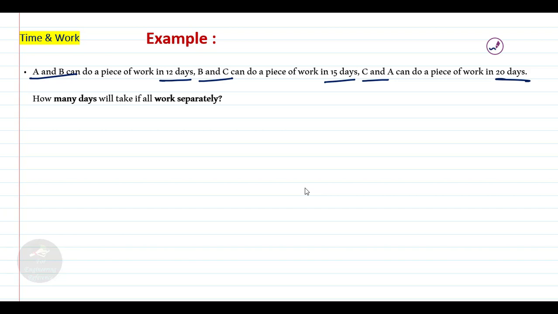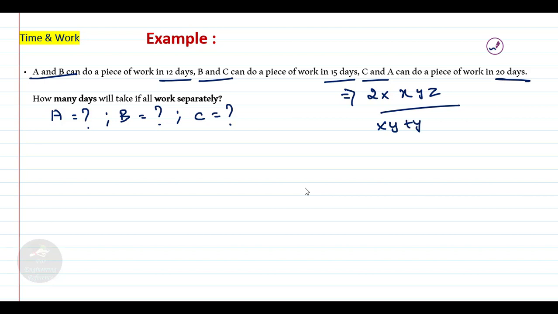So what is the requirement? We have to find the individual working days of A, the individual working days of B, and the individual working days of C. We all know the together working time. Okay, what is the formula? We already know, that is 2 into xyz divided by xy plus yz plus zx.